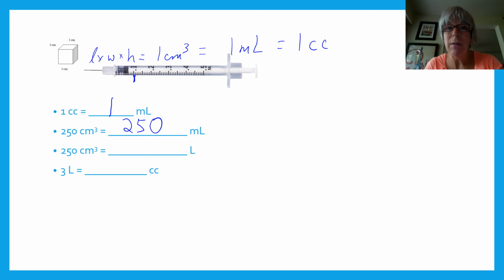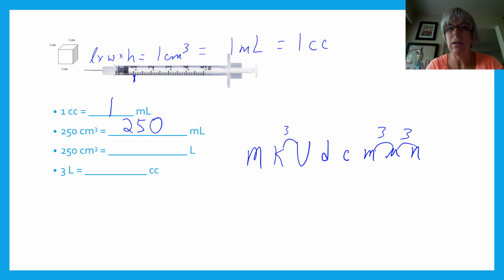250 cubic centimeters, how do we get that to liters? Now is where we can use the metric chart, with a jump of 3 here, 3 here, 3 here, 3 here, and this time I'm going to remember my meters, liters, and grams goes here. Okay, I want to get liters.